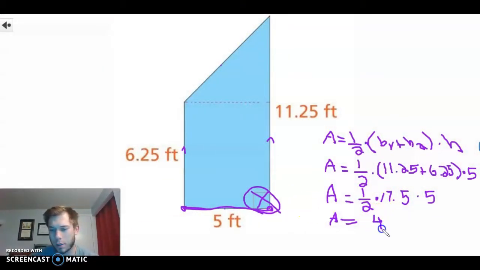So 43 decimal 75 hundredths. Now we're almost to our final answer. We just have to include our units. And they're all feet this time around. So we're going to write feet. And since we're dealing with area, it's going to be squared. So the area of this trapezoid is 43 and 75 hundredths feet squared.